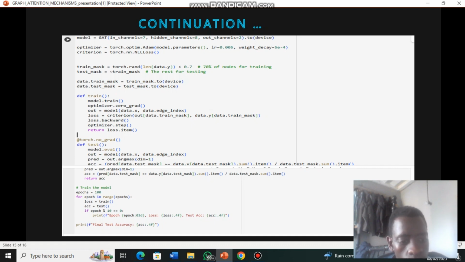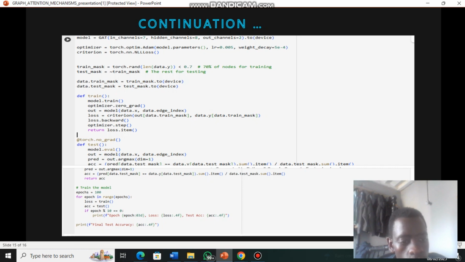And then also we shall move on to the torch optimizer. This one adjusts the model parameters to minimize the loss. For example, here we have the learning rate as 0.005, which is the step size, and then the weight decay, which is 5e-4, a regularization to prevent overfitting, as we already said in the individual implementations.